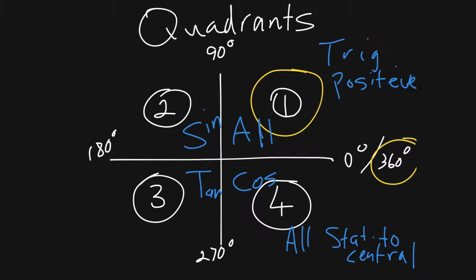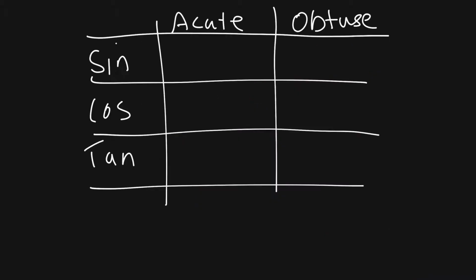ASTC, all stations to central, is the way to remember it. With acute angles, sine is positive, cos is positive, and tan is positive. For obtuse angles, however, only sine is positive. The other two are negative.